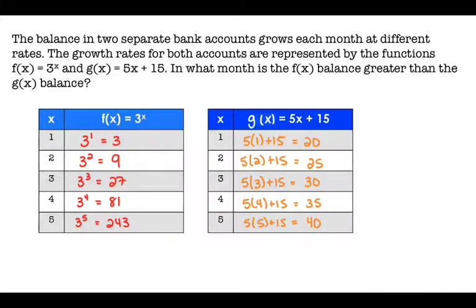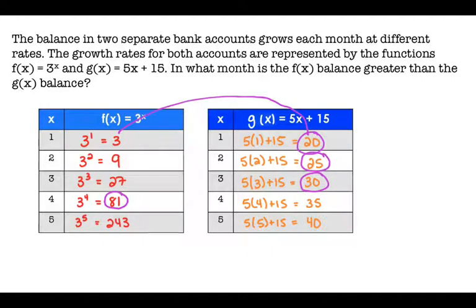So now what you're going to do is look at the two answers that we have here. So we're going to compare 3 and 20. And 20 is greater, so we're going to circle the number that wins. So we're going to compare the next one. We have 9 and 25. 25 wins. Then the next one's 27 and 30. 30 wins. And then the next one is 81 and 35. And that would be 81 that wins.